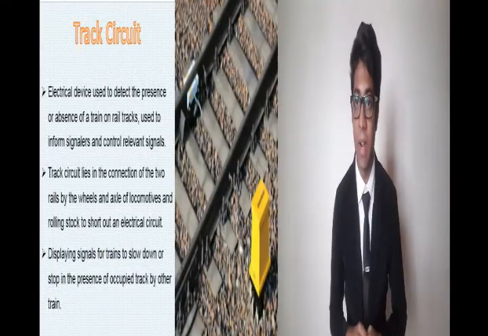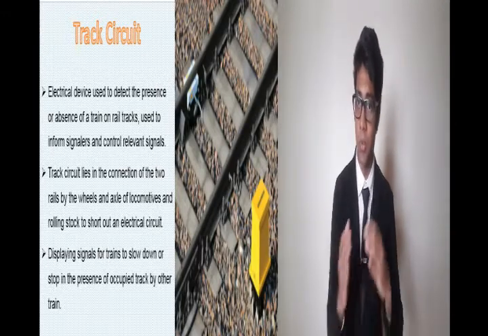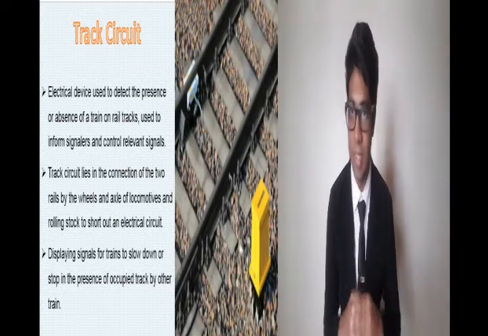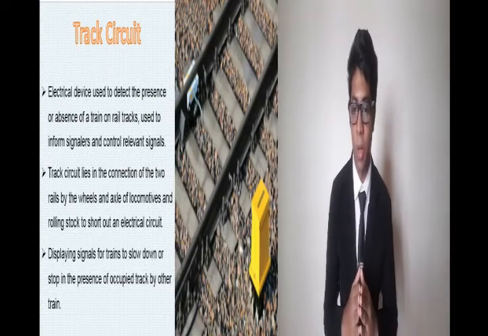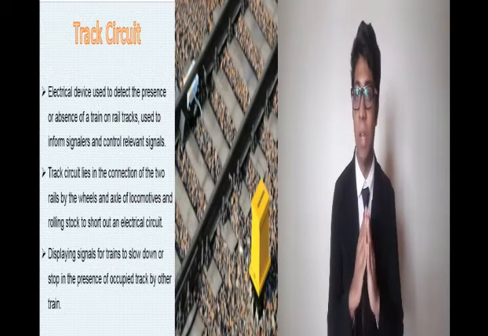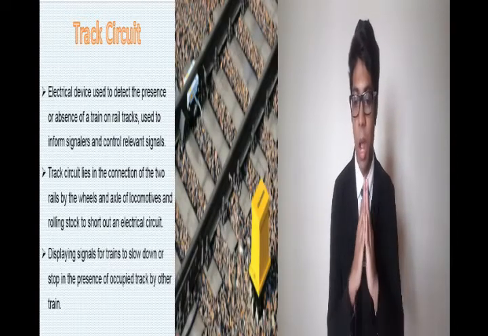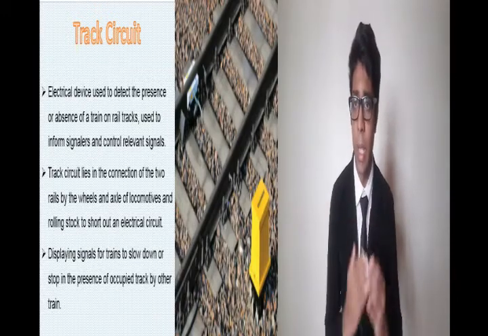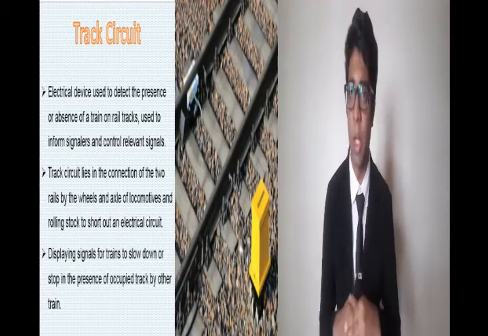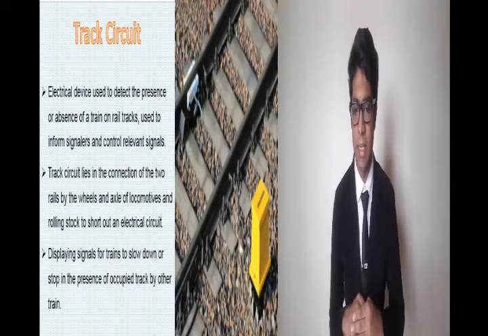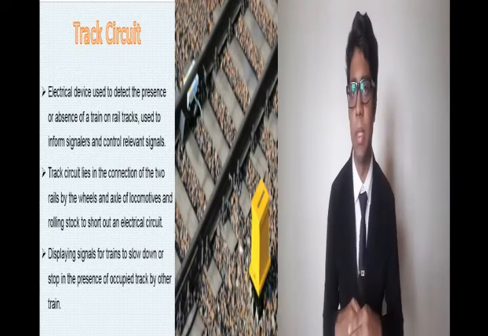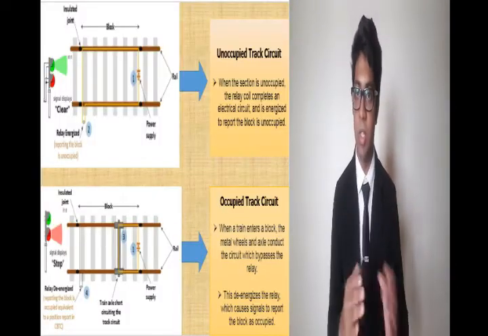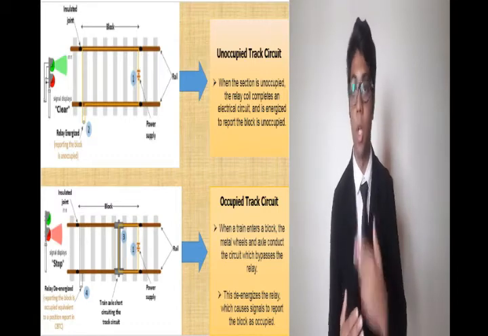Track circuit is an electrical device that is used to detect the presence and absence of a train on the railway track, and also used to inform the signalers to control the rail transportation signals. Track circuit lies in the connection of the two rails by the wheels and axle of locomotive and rolling stock to short out an electric circuit, where track circuit is a function based on electricity which is located at the end of each section of the railway track. Track circuit is a display signal for the train to slow down or stop in the presence of other train in occupied track. Now I want to explain about the function of the track circuit on unoccupied and occupied track.